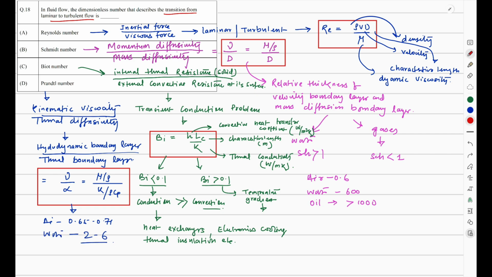Now we have gone through all the concepts of the 4 options. Now we can take the correct answer, that is the transition from laminar to turbulent flow. For option A, we have seen that to study laminar and turbulent flow, we have the Reynolds number. So for this question, option A would be the correct answer.